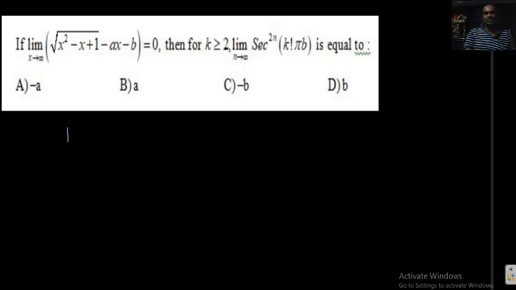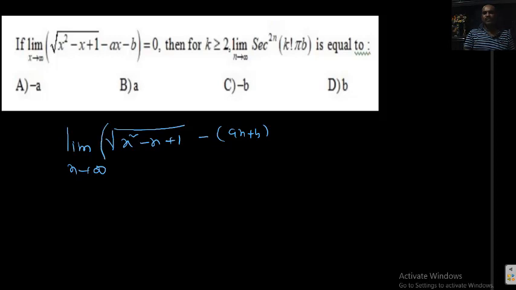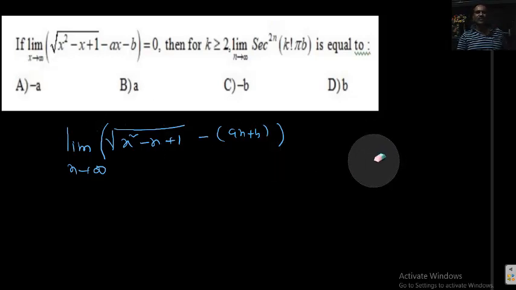Students, listen. The limiting value of root over x square minus x plus 1 minus (ax plus b), I can write, as x is tending to infinity. We did so many problems for x tending to infinity. We want a function of the form f of x by g of x, both involving x. After that, taking the highest power of x from f of x and from g of x common, then you can solve, or you can convert all the terms in terms of 1 by x.